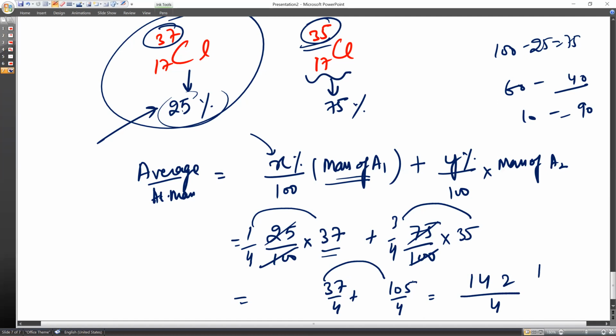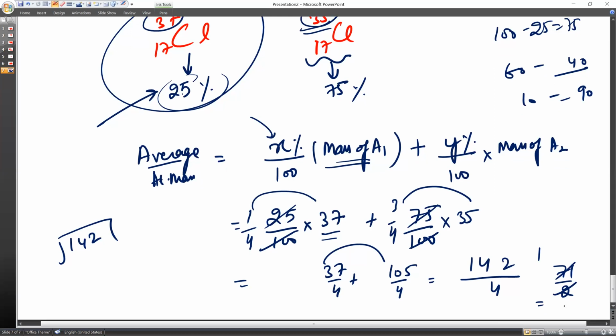So when you divide 142 by 4, what are you going to get? Tell me. You will get 71 divided by 2, and when you divide it, you will get 35.5. So that's why we have the chlorine mass in decimals, because it is an average. Got it?